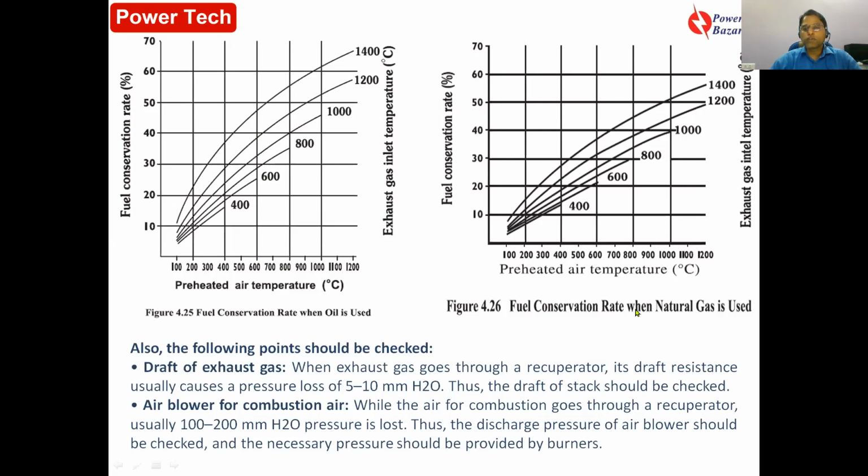Similarly, this is the fuel conservation rate when natural gas is used. You see 1000. Now my temperature is, let us say, 600 or 500. I am saving almost 25% of the fuel. So in the case of natural gas, the fuel conservation rate is a little lower compared to that of oil. But 25 or 30% fuel saving is a very good saving.